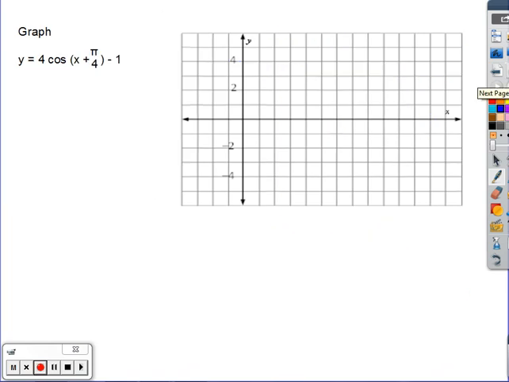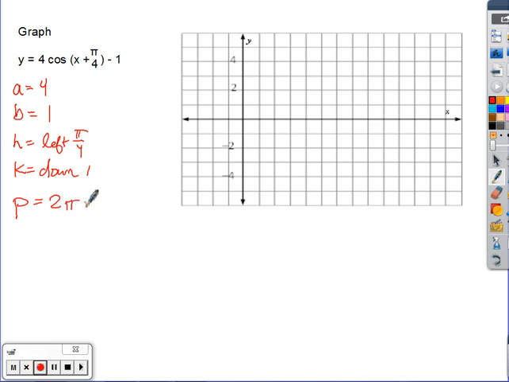4 cosine of x plus pi over 4, minus 1. Notice again here we have no frequency change. We will do a frequency change together. Okay, let's see here. H is going to be left pi over 4. And then K is down 1. All right, the period is 2 pi again because my frequency is 1.